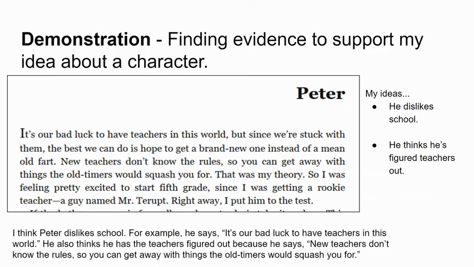I would start with my idea. I think Peter dislikes school. Pretty unsophisticated, straightforward. And then I follow it up quoting from the text. For example, he says, and you'll notice I use a comma followed by a quotation mark, and I've got the line right from the text about the bad luck having teachers. Now I'm going to extend mine even a little bit further and say he also thinks he has the teachers figured out because he says, and again, I quote, I'm using evidence from the text. So this is stuff that you've done before. This is a review, but this is what we want it to look like.